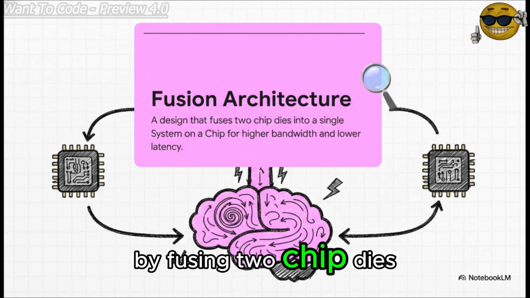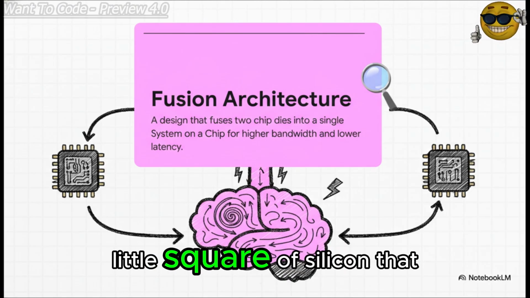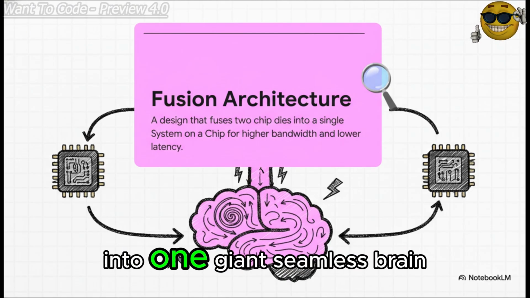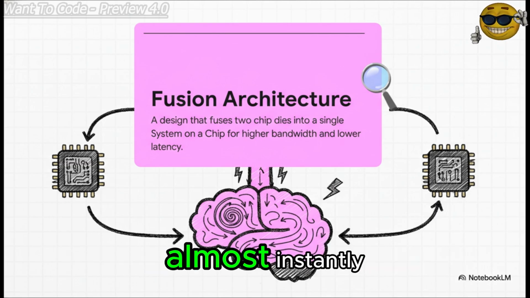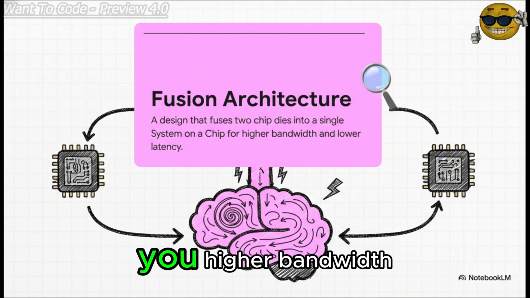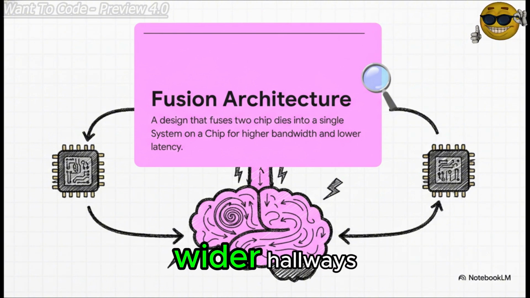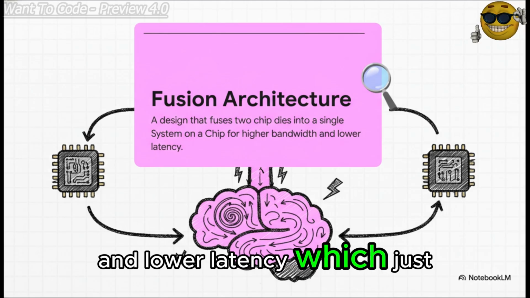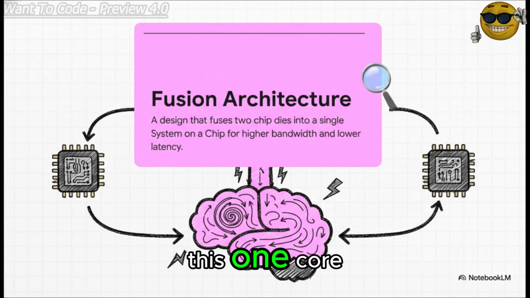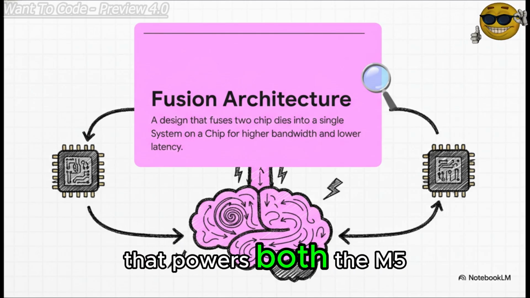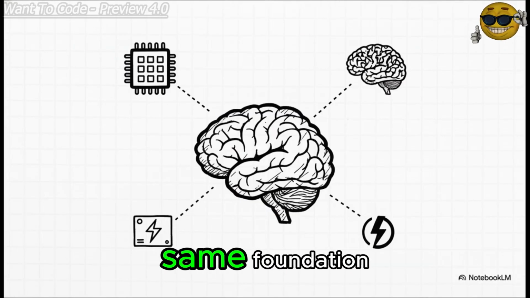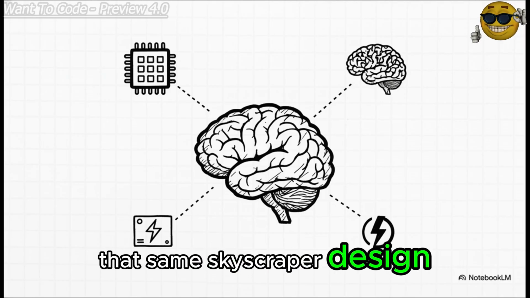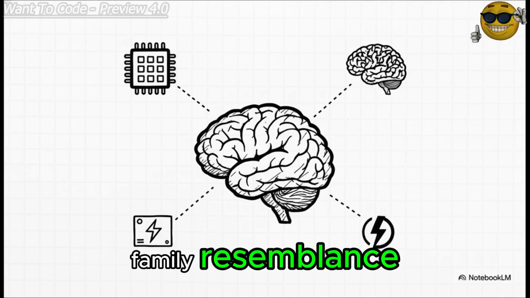By fusing two chip dies, and a die is just the tiny little square of silicon that does all the work, into one giant seamless brain, data can travel between different parts of the chip almost instantly. This whole fusion thing gives you higher bandwidth, think of that as having wider hallways, and lower latency, which just means less waiting around. This one core idea is the secret sauce that powers both the M5 Pro and the M5 Max. And because they share that same foundation, that same skyscraper design, they have a really striking family resemblance.